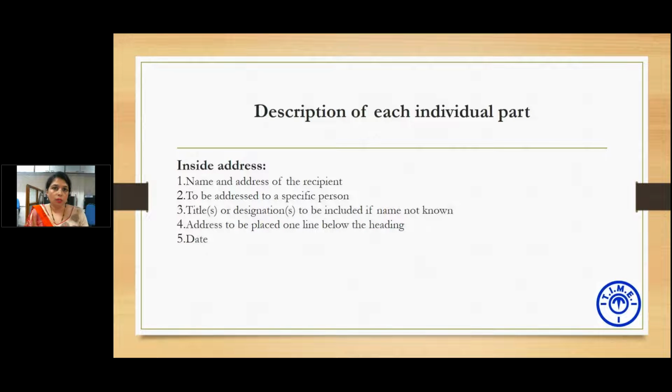So it normally has to have a name followed by the designation, and in case you are not aware of the name, just write the manager, State Bank of India, and go on. Fine. So name and address of the recipient followed by the title. As I've told you, name and address of the recipient. It has to be addressed to a specific person. This specific person may have a name which is known to you, or a title or designation which has to be included in the eventuality the name is unknown. After that comes the address in the line which is below it, and then you leave a line, you leave a space, and then enter the date on which you are writing the letter.